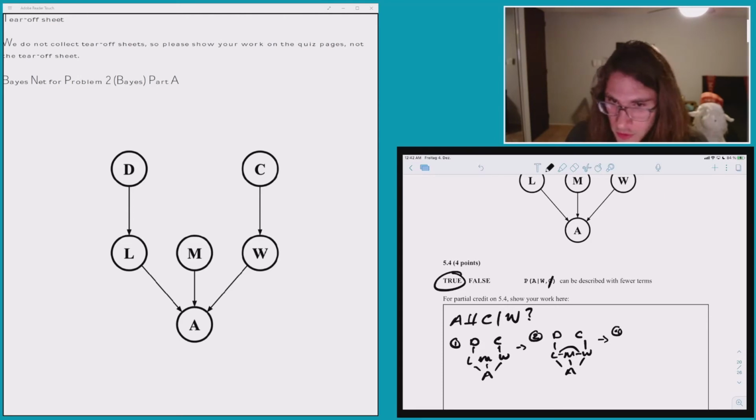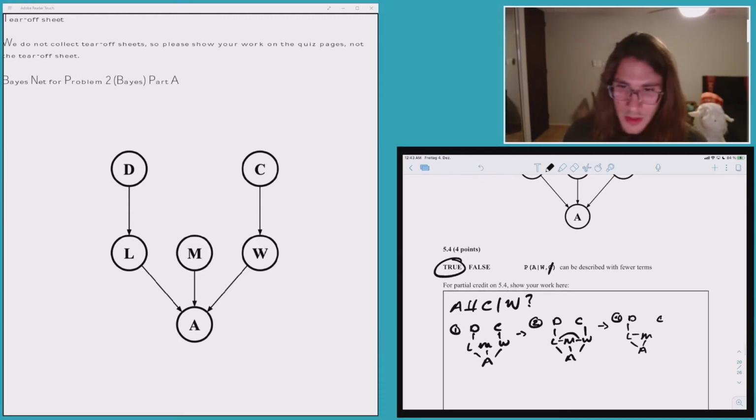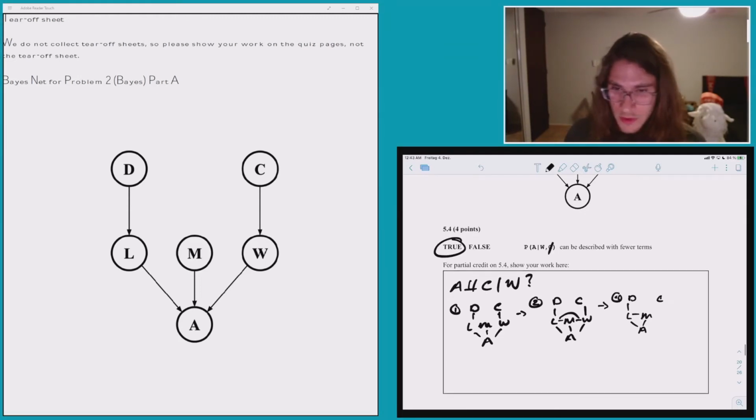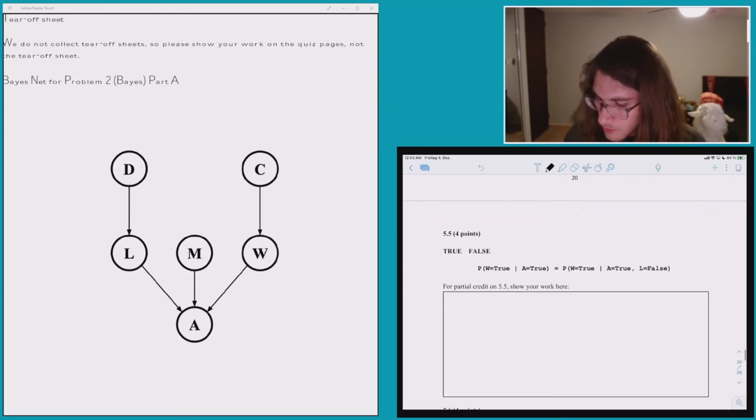Step number 4 is to delete givens and their edges. Let's see, W disappears because that's my given. A, and then I read off and I see that there's no connection between C and A, which means A and C are structurally independent, or they're conditionally independent given W. So that is true.